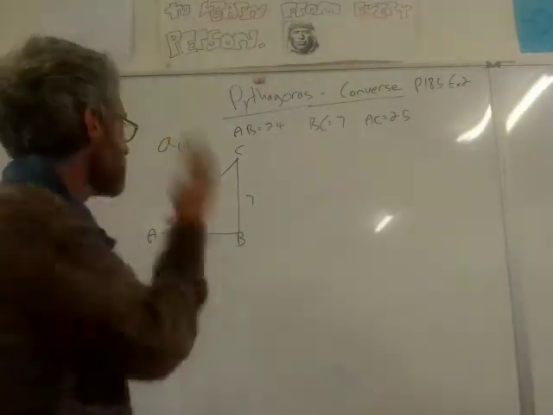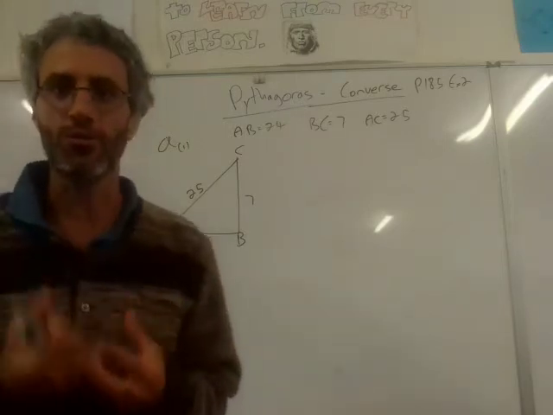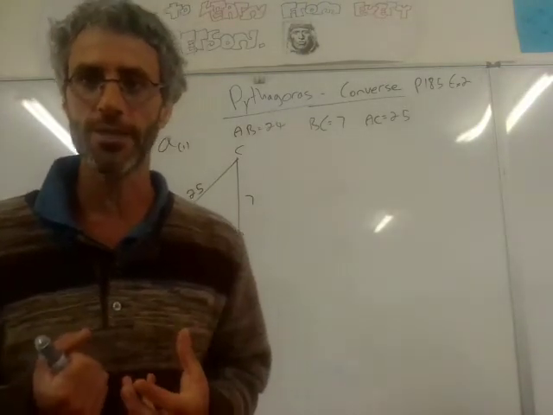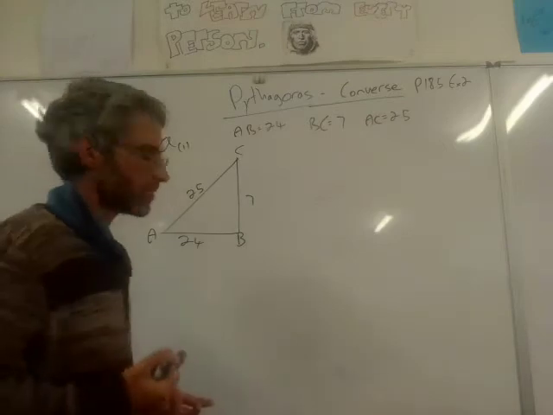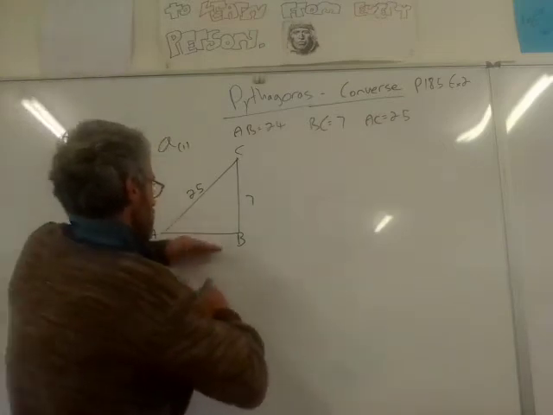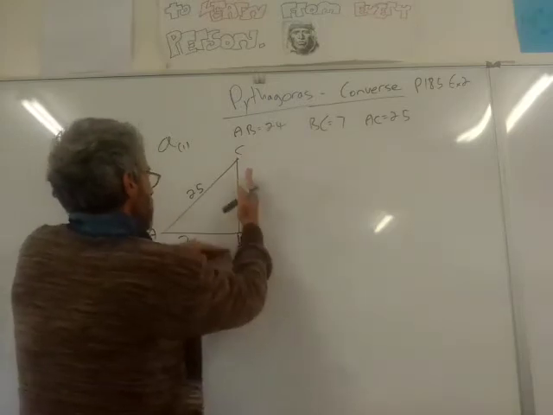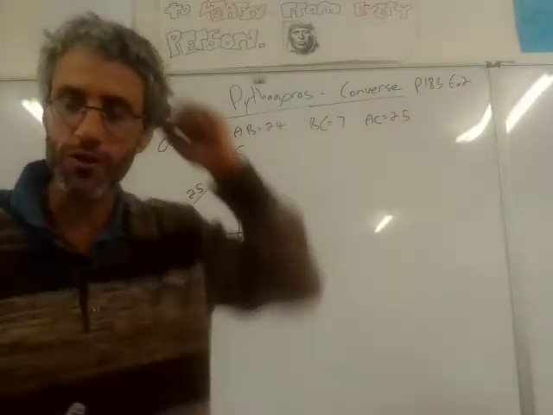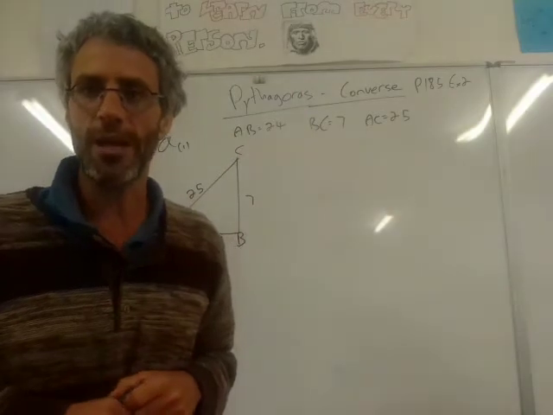Okay, now I'm given these lengths, and I want to prove that it's a right angle triangle. How would I do that? Okay, so what was Pythagoras' converse theorem? It told us that if the sum of the squares of both sides equal the square of the third side, boom, it's a right angle triangle.